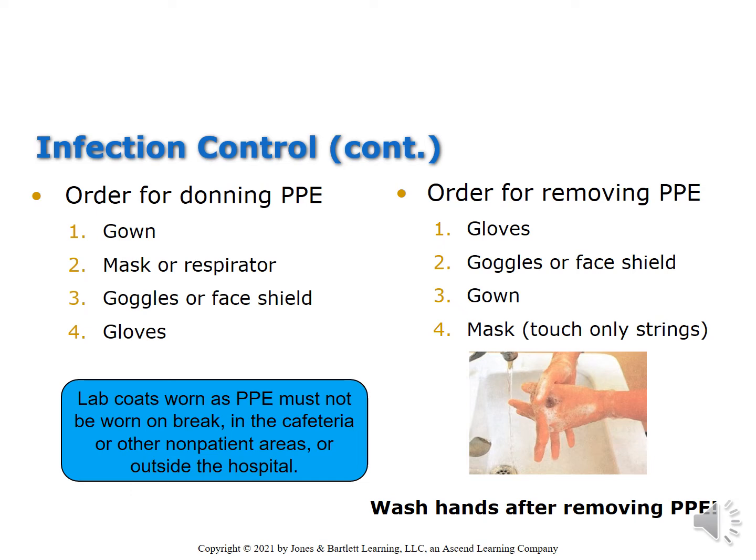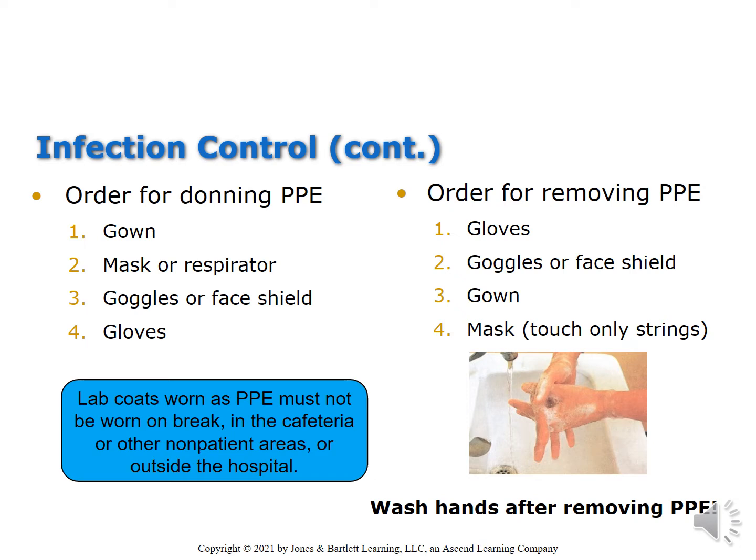So in order to avoid the possibility of cross-contamination of infectious agents, it's important to don and doff, or put on or take off, your personal protective equipment in the proper order. So when donning a complete set of PPE, such as a gown, mask, and gloves, the gown is put on first. The mask or respirator, if indicated, is put on next, making certain it covers the mouth and nose. If goggles or a face shield are required, they're put on after the mask or respirator. And then the gloves are put on last and pulled over the cuffs of the gown.